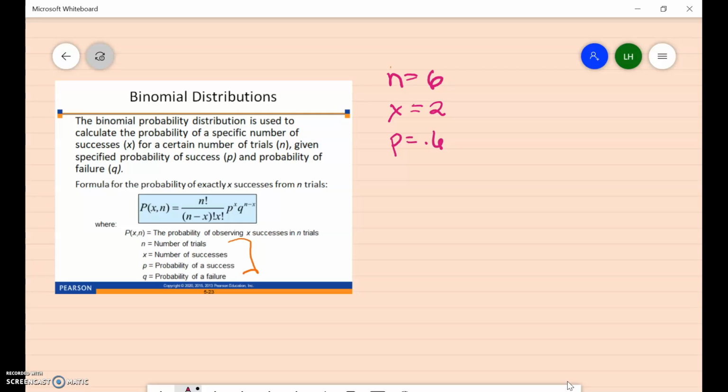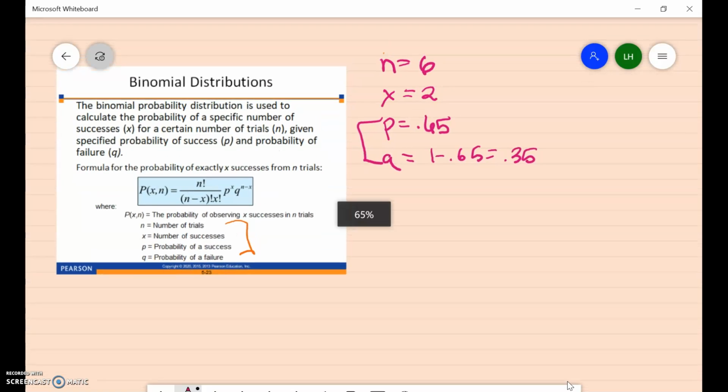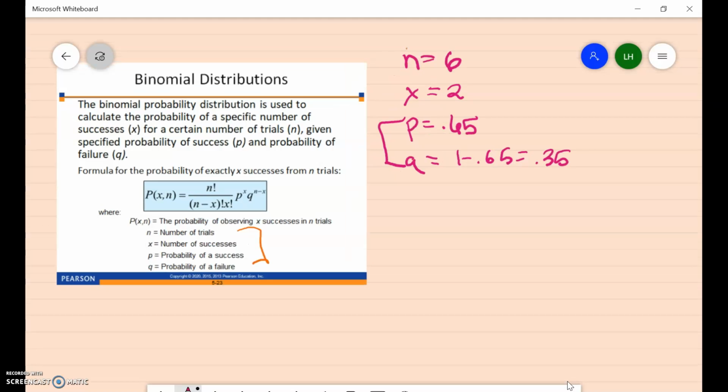How do you find Q? That's the probability of failure. Well, these have to add up to 1. So 1 minus 0.65 would get me to 0.35. So once you have those four values, you are ready to plug into your formula.